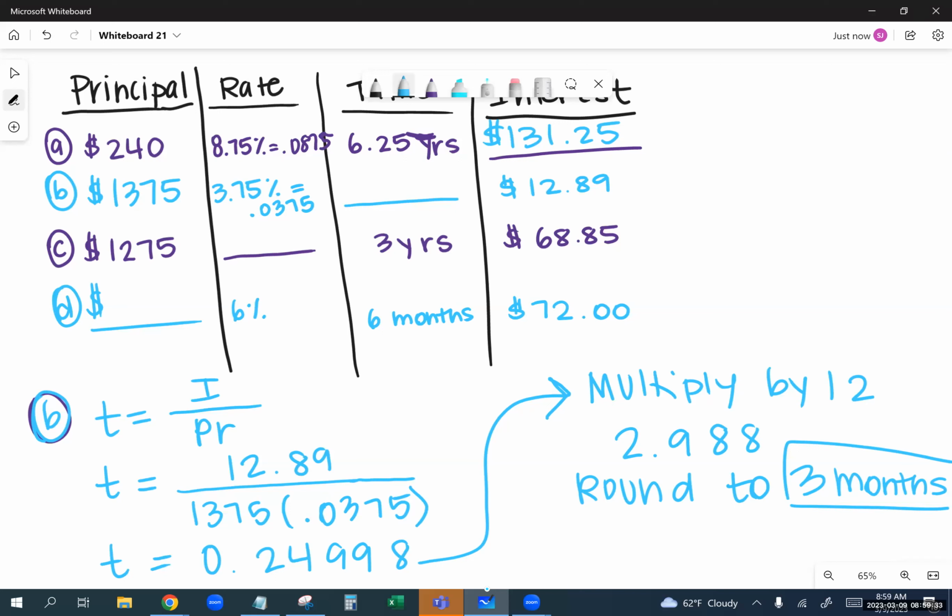If we multiply by 12, you see how it's in decimal form? What you could do is turn that decimal into a percent, because technically this is 25% of a year. If you do 25% of 12 months, you get 3 months. But instead, just leave it as a decimal, multiply it by 12 and then round.